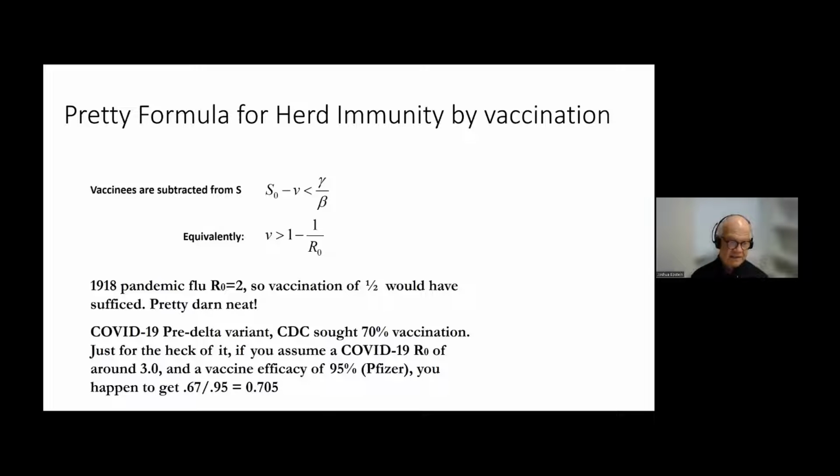And what it suggests is that for the 1918 pandemic flu, which had an R0 of 2, if you'd had a vaccine and were able to vaccinate half the population, the thing would have died out. That's a very nice little result.